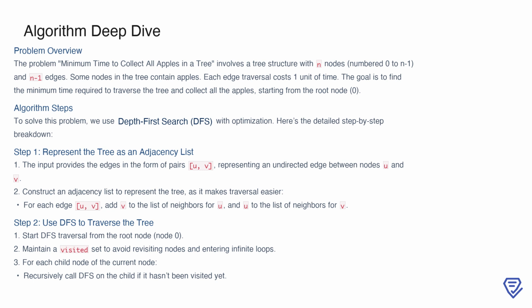This structure helps us easily access all neighbors of a node, which is critical for efficient traversal. Once the adjacency list is ready, we can start traversing the tree using DFS. The traversal begins at the root node, node 0. To avoid revisiting nodes or creating infinite loops, we maintain a visited set. For each child node of the current node, we recursively call DFS, but only if the child hasn't been visited yet. This ensures we explore the tree systematically, one branch at a time.